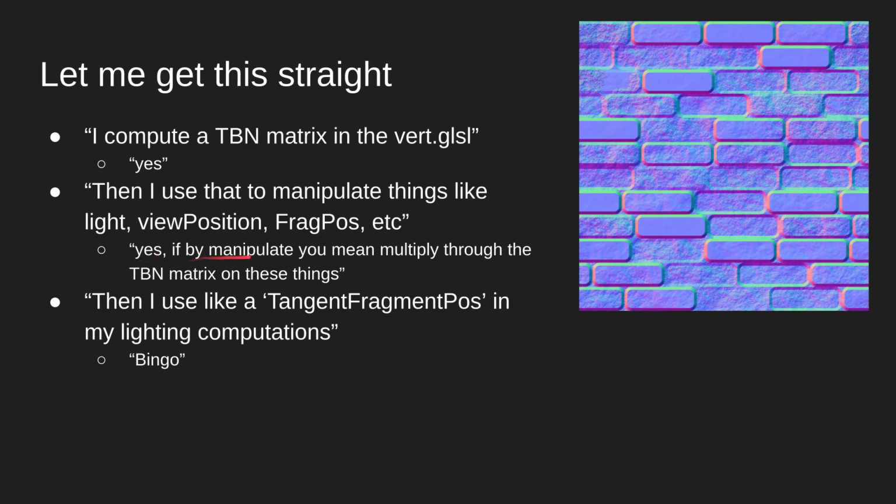And I say yes if you mean, again, you're manipulating these by multiplying through the TBN matrix on things like where this normal texture should be viewed from and where its actual fragment is. And then after you've multiplied your fragment position by the TBN matrix, name it something nice like tangent fragment position, and that's what you'll actually be using for your lighting computation.